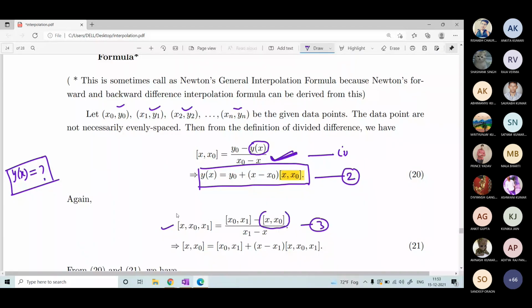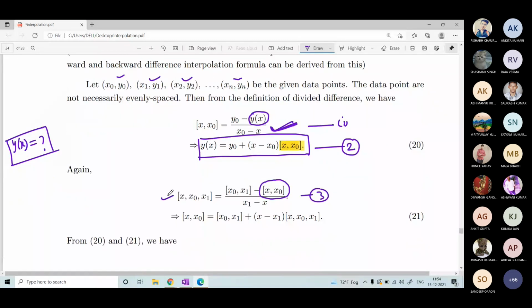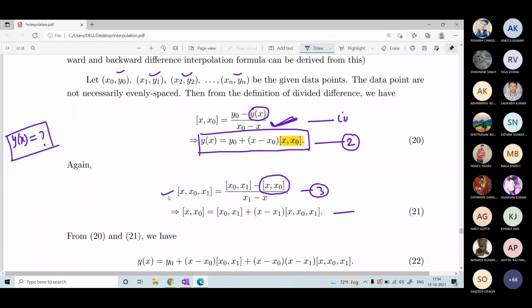You simplify it and find out this particular value: what is the divided difference of x, x0? You simply do the cross multiplication and simplify it, and you will end up with equation number 4. No complication is there. You simply do the cross multiplication and write down the divided difference of x, x0. Is equation number 4 okay to you? Yes, sir.